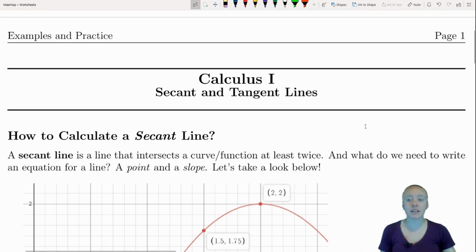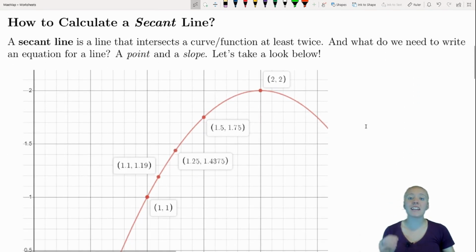A secant line is a line that intersects a curve or a function at least twice. So that means that we can use those 2 points to make that line. And what do we need to write a line? We need a point, at least one, and a slope. So we use those 2 points to create that slope and then use one of those 2 points to help us then create the line. Let's take a look at this below.